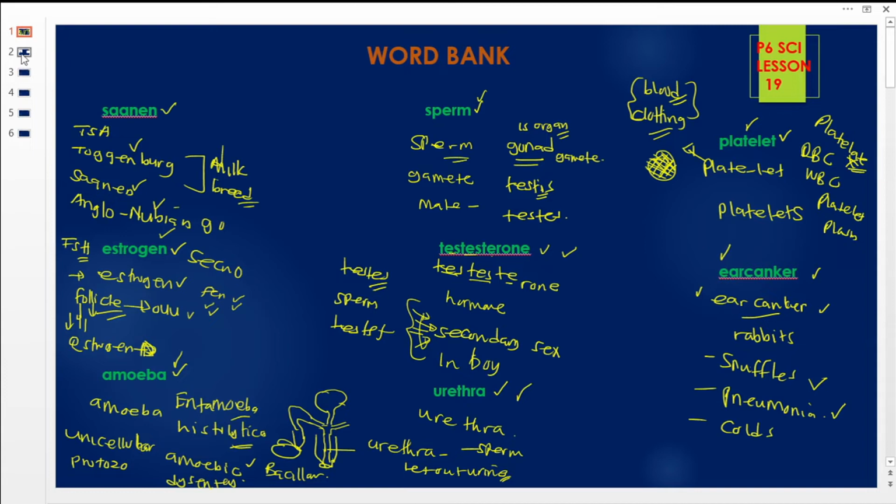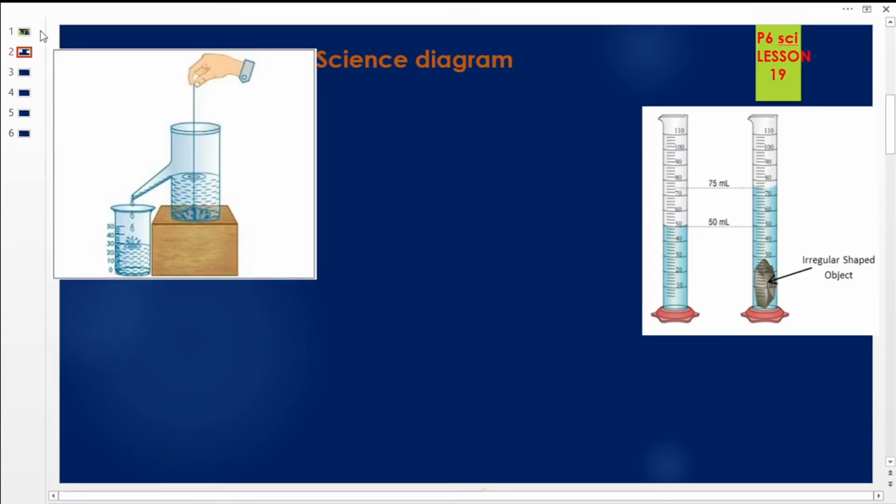Alright, so let us go to our diagram for today. So today's diagram, we are going to look at measurements. In measurements, I'm going to spot out three major terms. One, we have the term mass. Two, there is the term which we call density. And three, there is the term called volume. So we have volume, density, and mass.